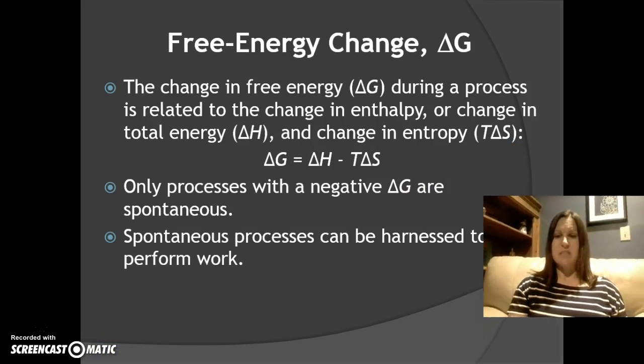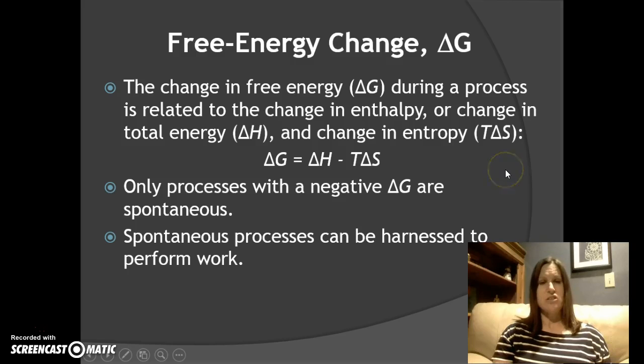So what is Gibbs equation exactly? Gibbs equation says that the change in free energy, or delta G, during a process is related to the change in enthalpy, which is our change in total energy, delta H, and a change in entropy. And remember, entropy is the change in disorder. So delta S is the change in disorder, and T is our temperature. Now, only processes with a negative delta G are spontaneous.